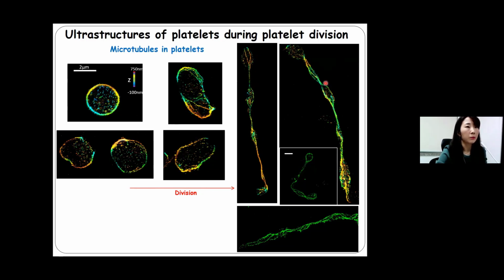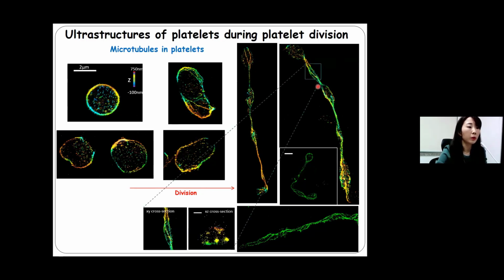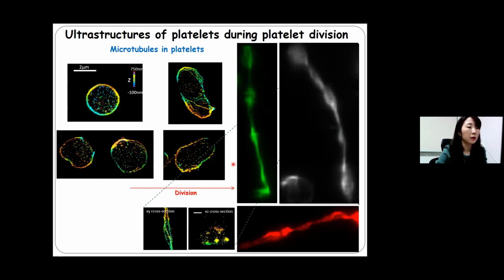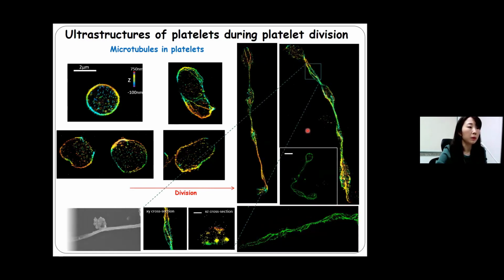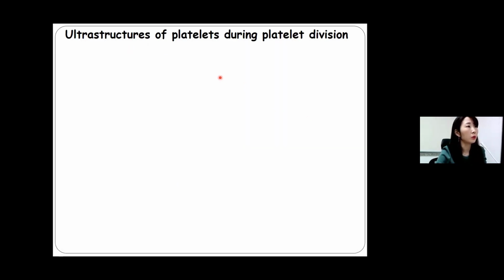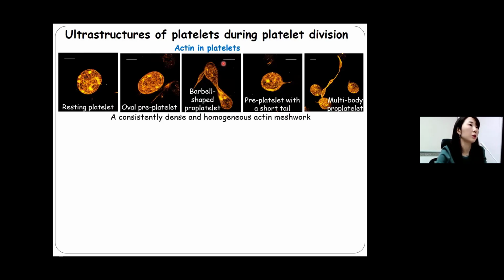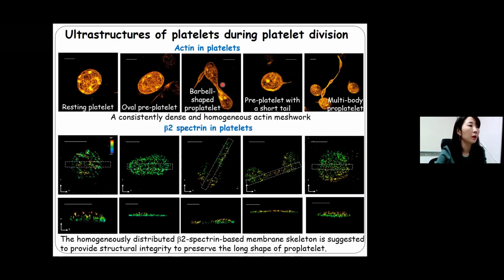They are connected by the bridge, and in the bridge, we could observe the twisted microtubule, which was not resolved by the conventional light microscopy. So from this, we could confirm that microtubule can control the overall shape of the platelet intermediate. And next, we also took STORM imaging for other cytoskeletal elements, actin and spectrin. And as you can see here, both of them show consistently dense and homogeneous distribution, regardless of the intermediate.